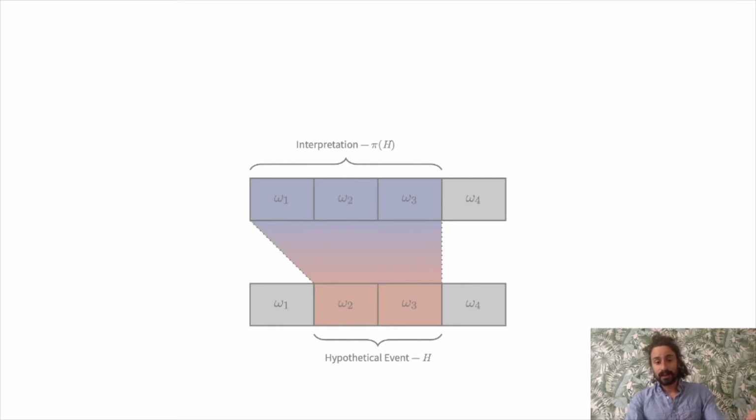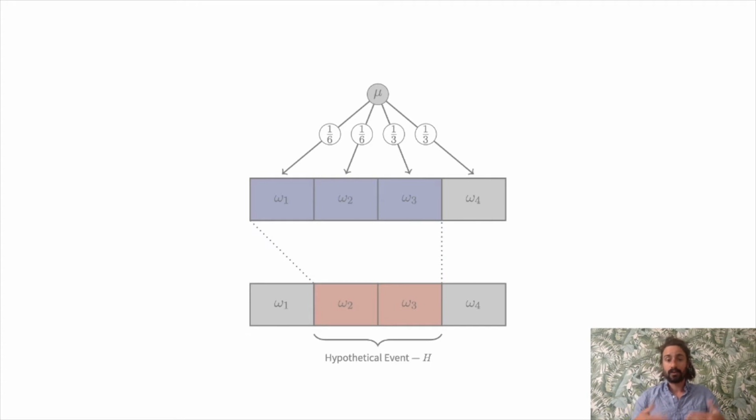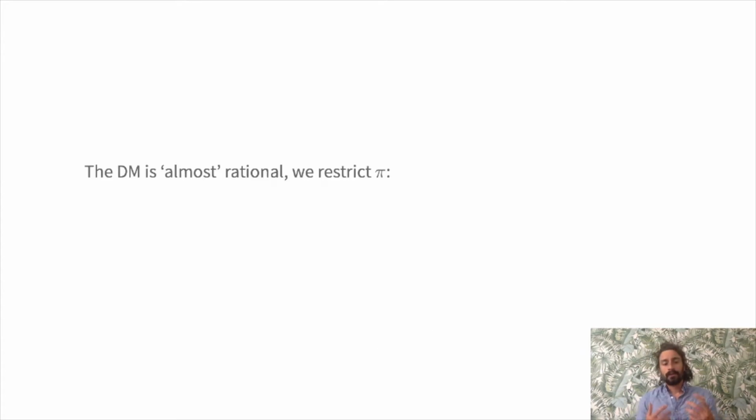And so this interpretation is different, and the probability of the interpretation, the probability of the event from the perspective of the decision maker, will also be different as it's filtered through this interpretation. And so we see that the probability is not mu of h, but mu of pi of h. Of course, at this level of generality, anything goes. It's very hard to describe behavior or really even interpret the model.